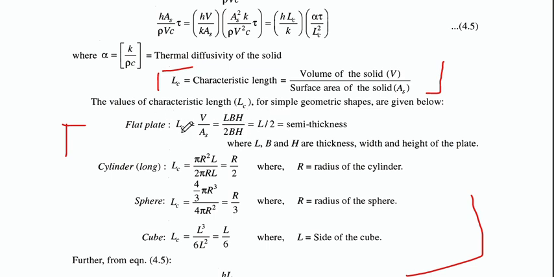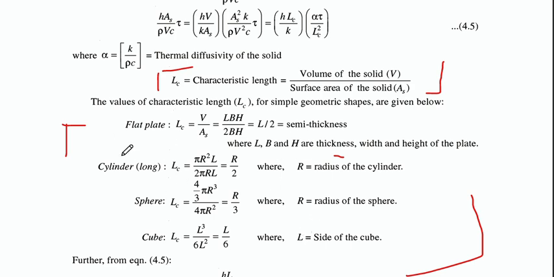So to find the characteristic length, just take length by 2, the semi thickness. If you have the thickness, just take the half to find the characteristic length of a flat plate. L is the thickness, B is the width and H is the height. Don't interchange them. Similarly, these are the equations for a cylinder: if you have the radius of the cylinder, just take the half. For a sphere, one by three of the radius is the characteristic length, and for a cube, L by 6, if you have the side of the cube.